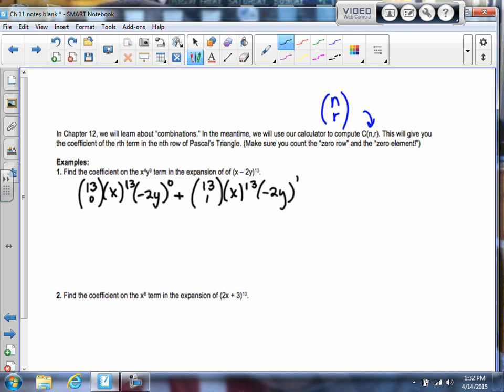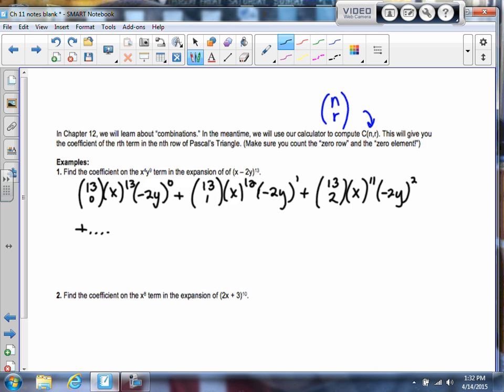You have 13 choose 2, you have x raised to the 12, and then negative 2y raised to the, oh, did I mess something up? I did 13 again, didn't I? Is that why I saw someone with a crinkled nose? All right, 12. They need to add to be 13. So like I'm saying, the next one would be 13 choose 2. You'd have x to the 11, and you'd have negative 2y to the 2. And this pattern would continue until you get something with x to the 0, negative 2y to the 13. Do you understand what I'm saying?